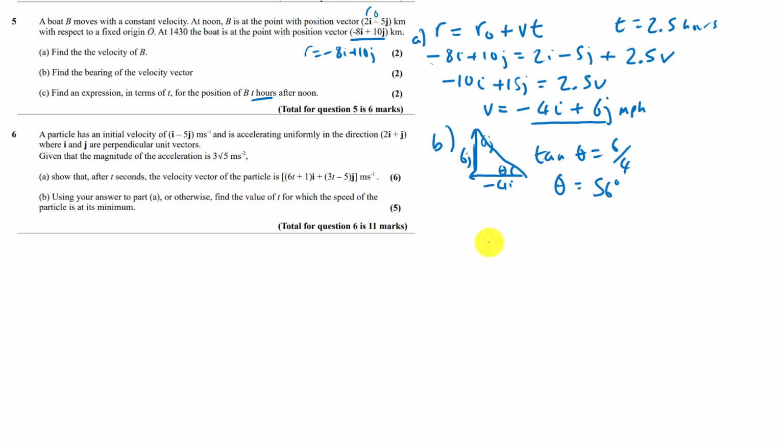Now, let's draw that here. If this is 56, remember bearings are from north, aren't they? So we have to go all the way round like that. So you can see the bearing is in fact 270 plus 56, which equals 326. Bearing must be in 3 digits. So that's part B.